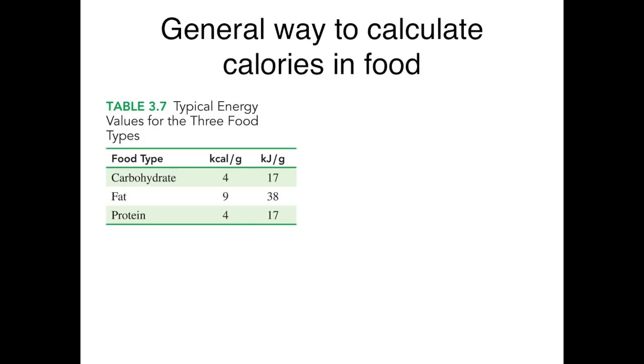Among that, fat is the most densely caloric. For every gram of fat, there are 9 kilocalories. For every gram of carbohydrate or protein, there are 4 kilocalories. Let's take a look at how to use this by calculating the energy in a banana.